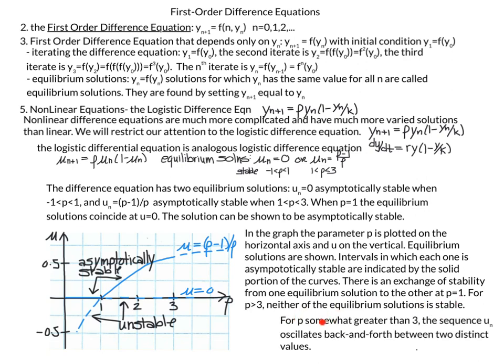Next, we're going to look at rho greater than 3, where, remember, we don't have any stable equilibriums anymore. So for rho a little bit greater than 3, we'll see the sequence mu n oscillates back and forth between two distinct values.